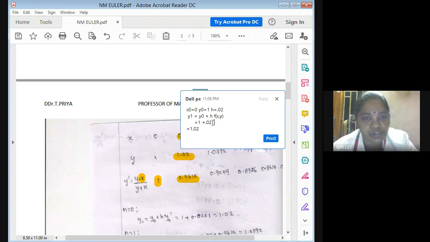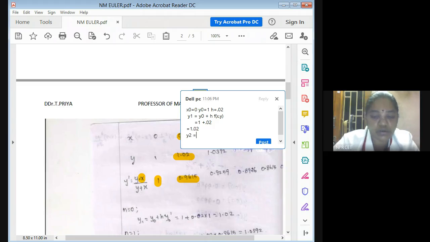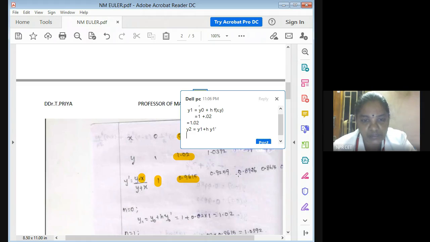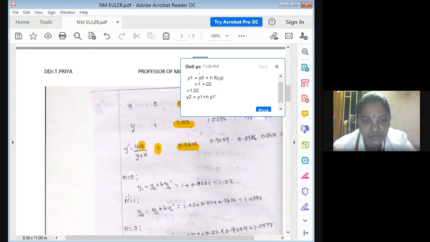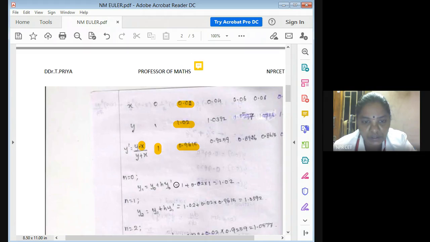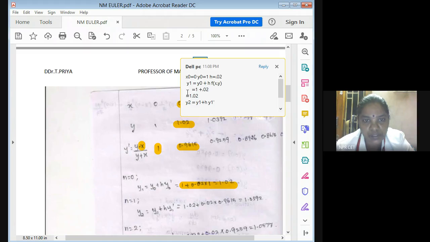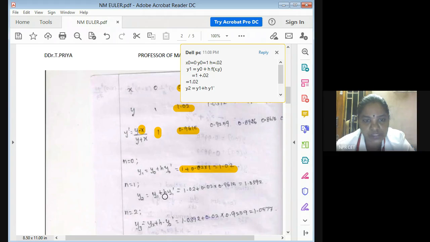Because the first y naught value is 1, and the calculated value is also 1. So 1 plus 0.02 into 1. Now for calculating the next y2, you have to use the value of y1 plus h into y1 dash. So take a calculator and use this. Okay, see, n equal to 0: y naught plus h into y naught dash. See, 1 plus 0.02 into 1. That is 1.02. That's why I'm writing it here.